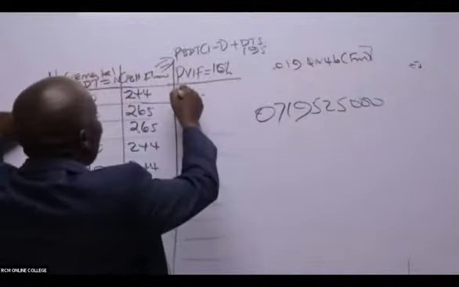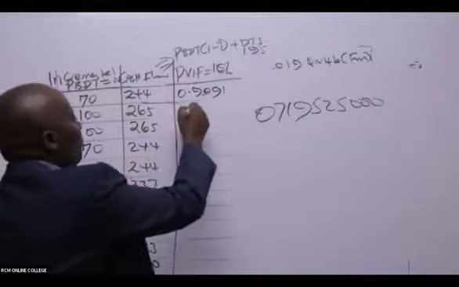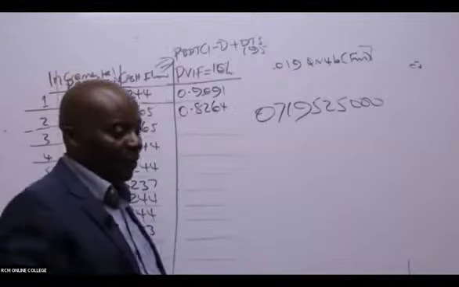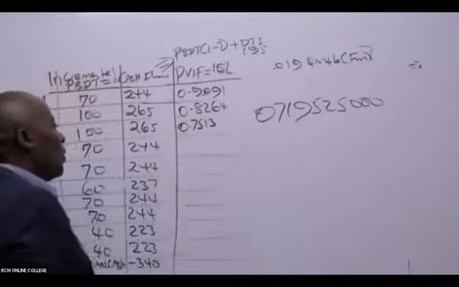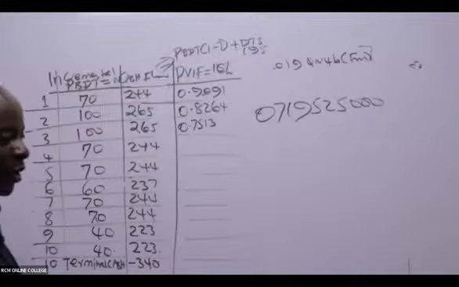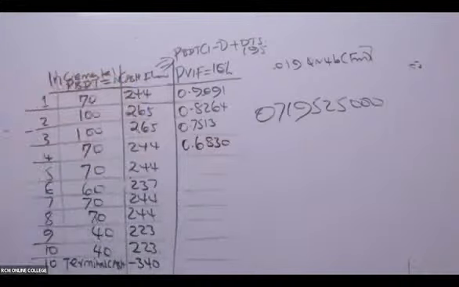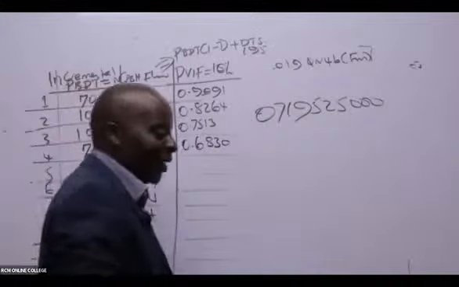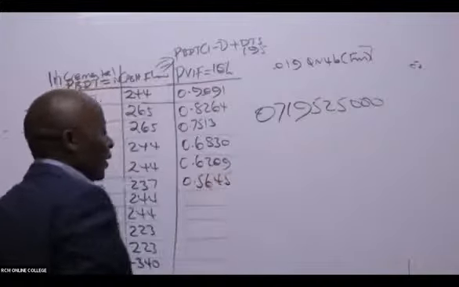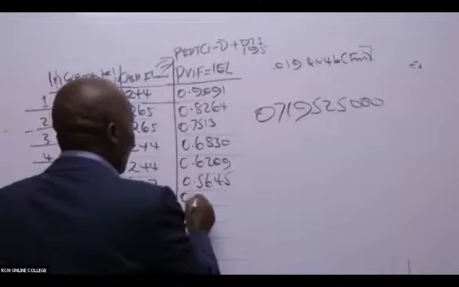So for year one, at 10%, it is 0.9091. How about year two? From the table, 0.8264. From there, we go to year three, 0.7513. From there, we go to year four, 0.6830. From there, we go to year number five, 0.6209. Then 0.5645. Thank you so much. 0.5132.